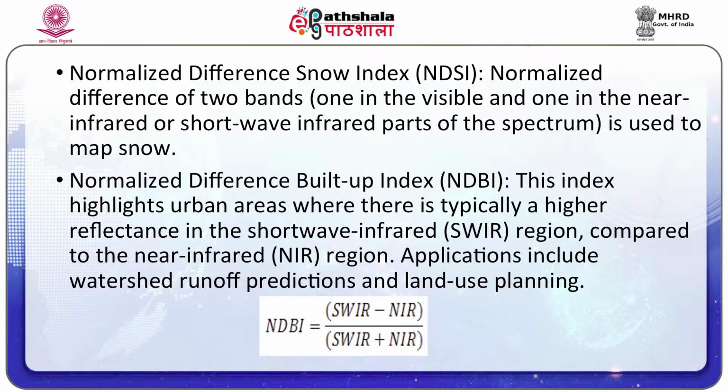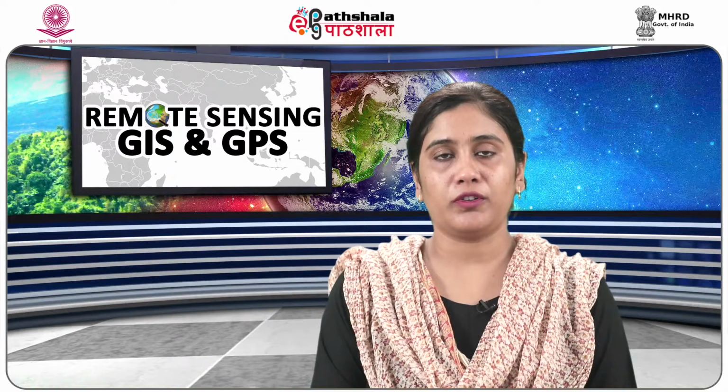Normalized difference snow index, which is also called NDSI. It is the normalized difference of two bands, one in the visible and one in the near infrared or short wave infrared part of the spectrum. It is used to map snow. Values of NDSI greater than 0.4 indicate the presence of snow.